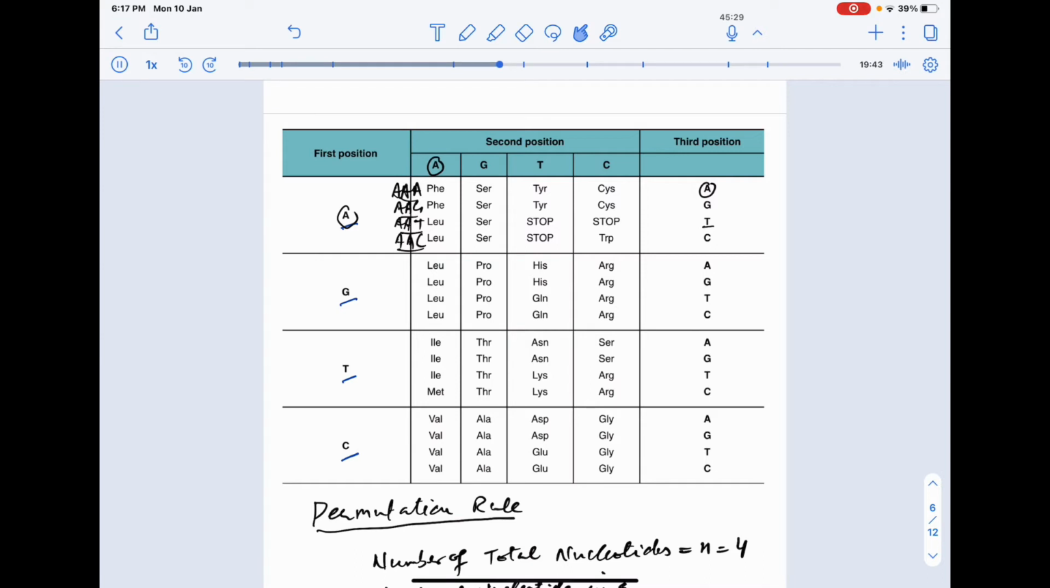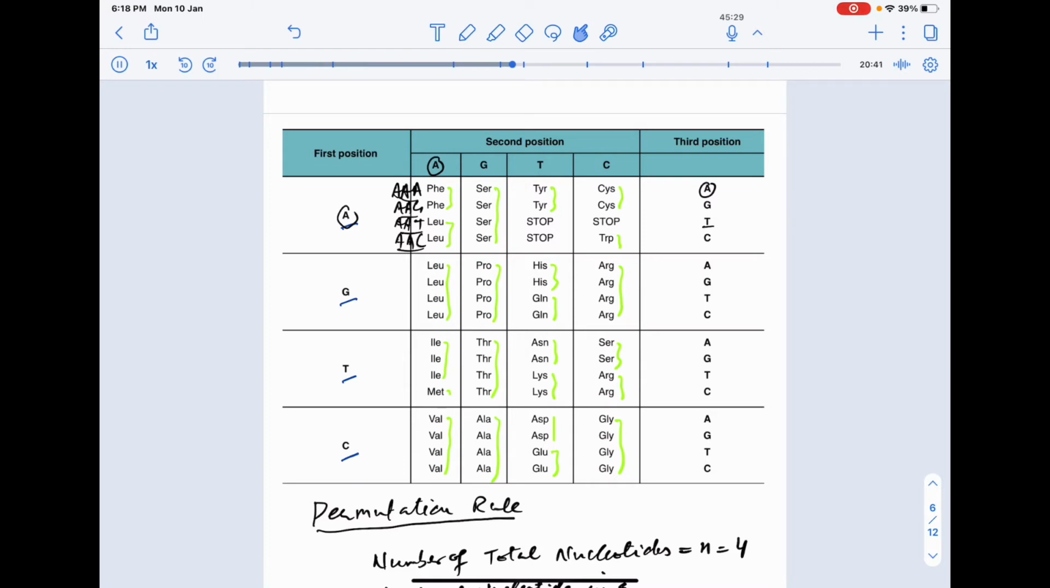There are 20 different amino acids that have been named here. You don't need to know their names. However, you see, it is phenylalanine, it is leucine, it is leucine again. So there are many codes possible for leucine, then isoleucine, methionine, valine, serine, proline, threonine, alanine, tyrosine, histidine, glutamine, asparagine, lysine, aspartate, glutamic acid, cysteine, tryptophan, arginine, serine, arginine, and glycine.